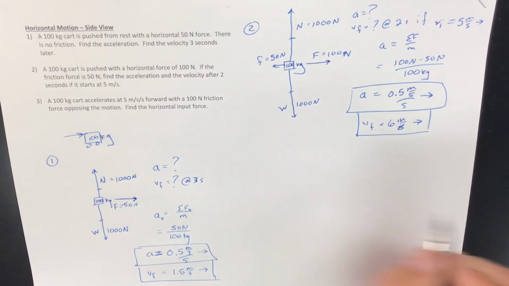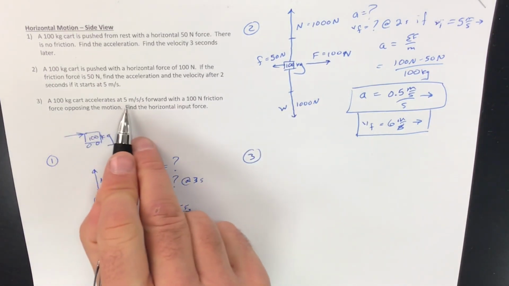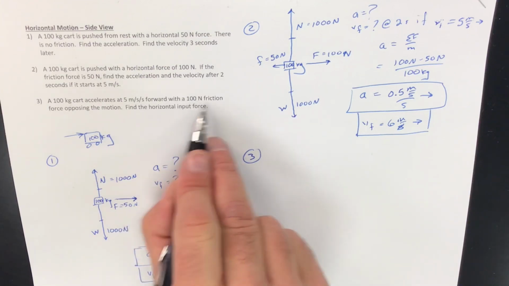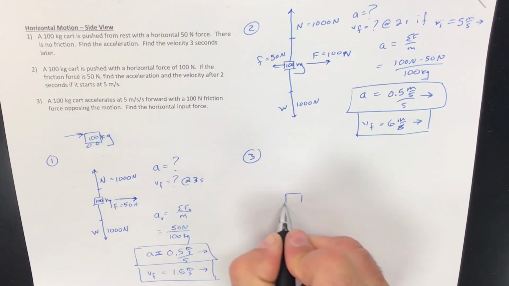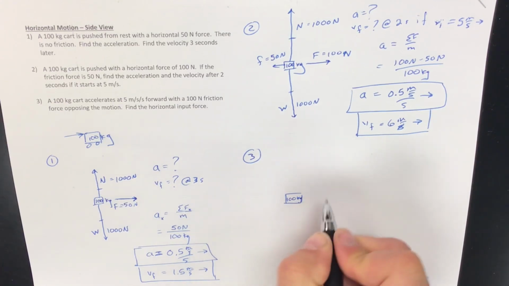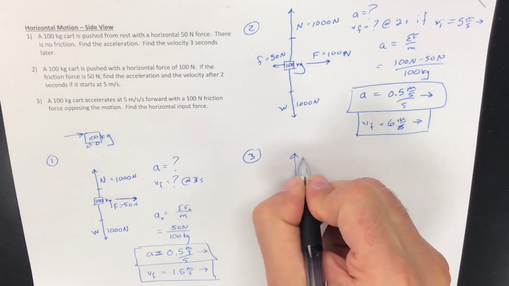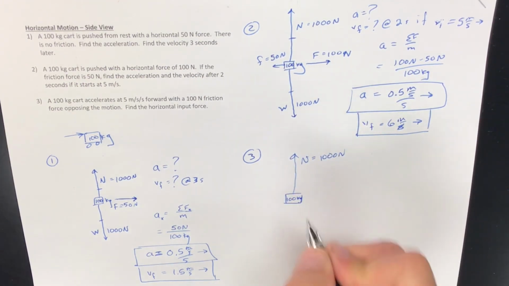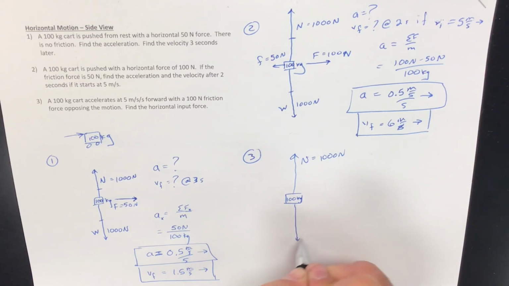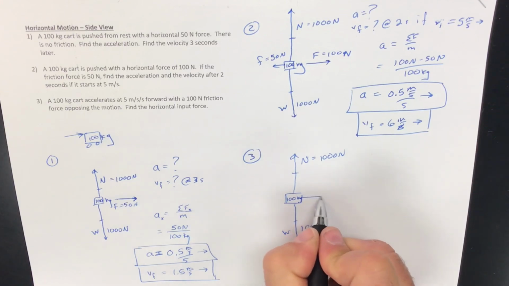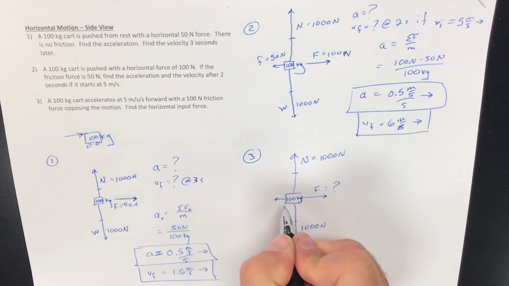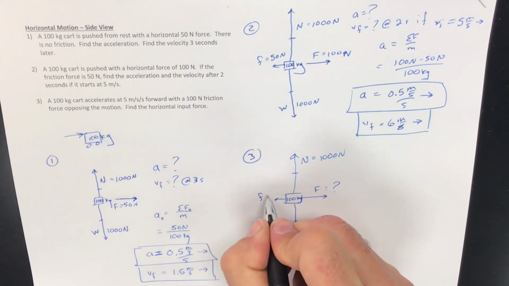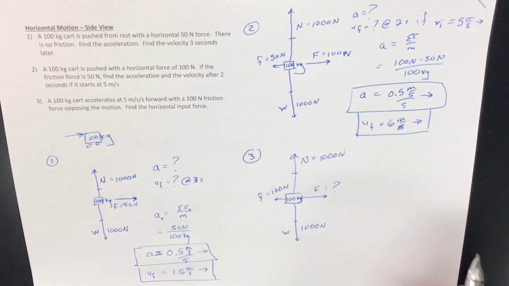We good? Now number three, 100 kilogram cart accelerates at 5 meters per second forward with a 100 Newton friction force opposing the motion. Find the horizontal input force. Here is this thing, 100 kilograms. Normal force, again, the exact same thing, is 1,000 newtons. Practice the free body diagram, people. The weight is 1,000 newtons. And then the horizontal forward force is, I have no idea. And the horizontal backward force is F, I use a scripted F for the friction, 100 newtons.